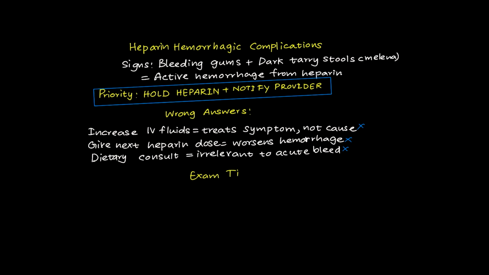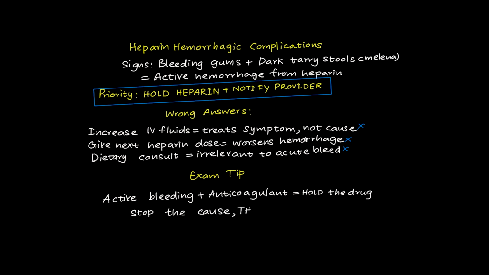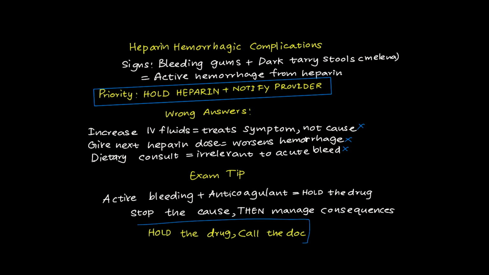Here's a WGU D455 exam tip for you. When a question describes active bleeding in a client on anticoagulants, the first action is always to hold the medication. Stop the cause, then manage the consequences. Quick recall hook: bleeding on anticoagulant equals hold the drug, call the doc.